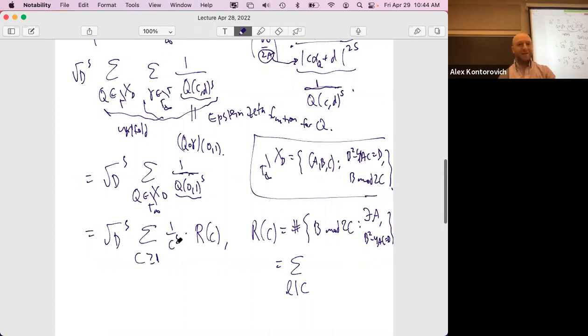You're right, just grouping those together. Group by the possible values of c. For any fixed value of c, how many terms do we get? We get this divisor sum, which was captured exactly by the Dirichlet character of discriminant d.